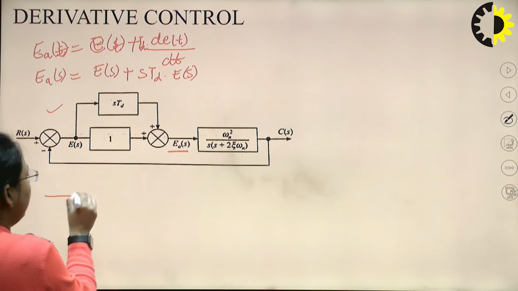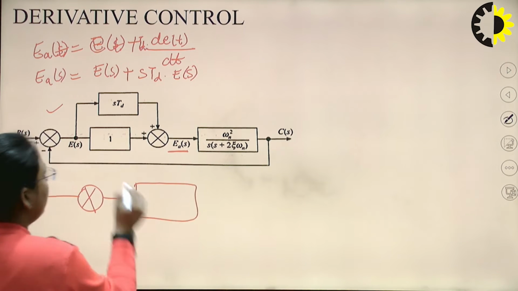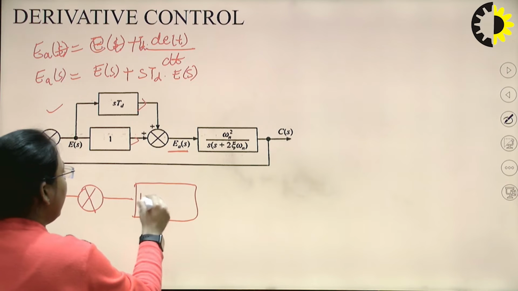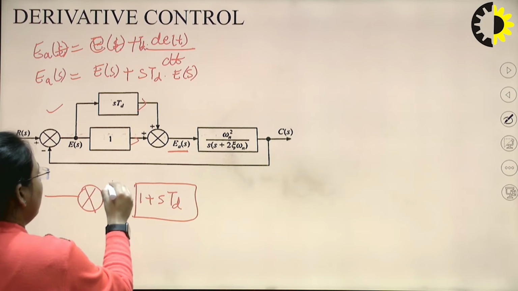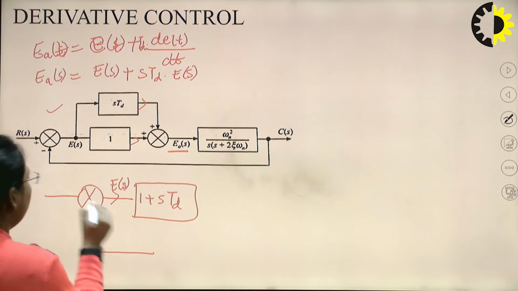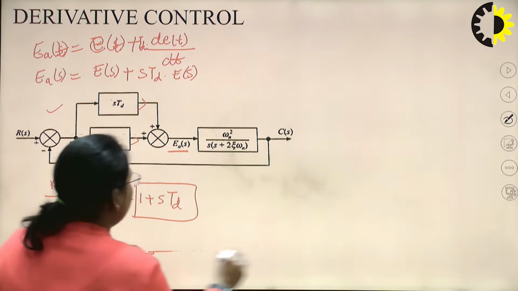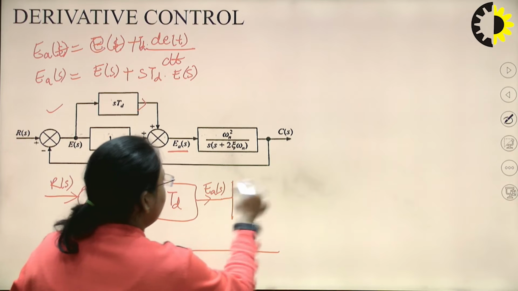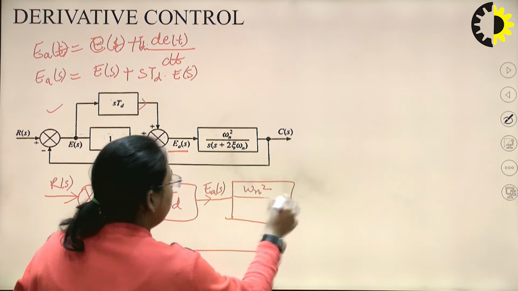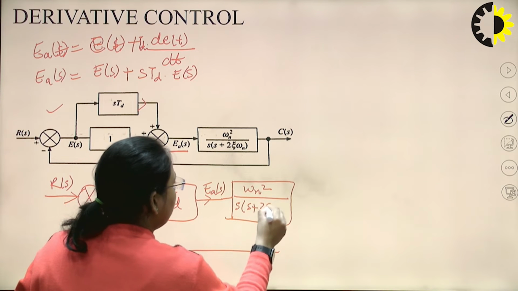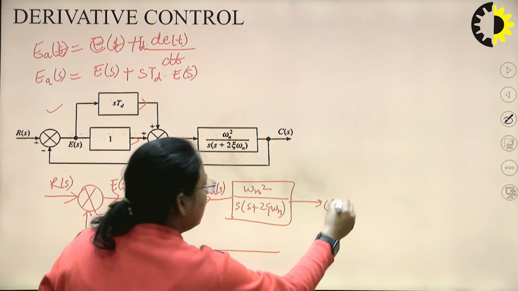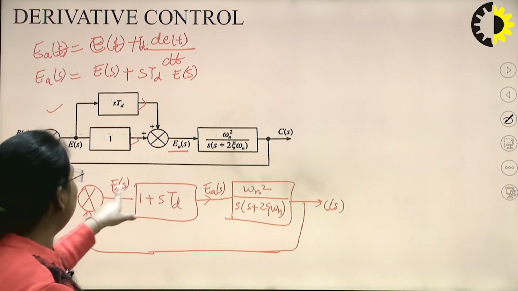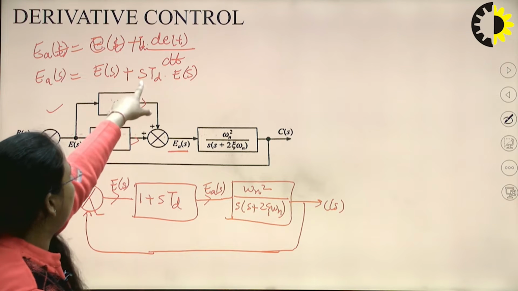So I can simplify this diagram like this. You can see this is the forward path and this is also a forward path. So according to the block diagram reduction rule, these two will be added and I can write it like this. Here this is the error signal which is generated from the difference of the input signal, that is the reference input, and the output signal. So this is E_a(s), this is the forward path gain, and this will be C(s). So you can see here E_a(s) will be equal to E(s) plus s T_d into E(s). That's what I have written here, right.